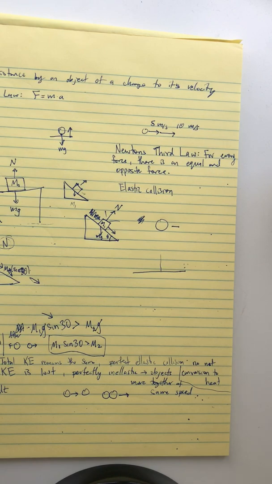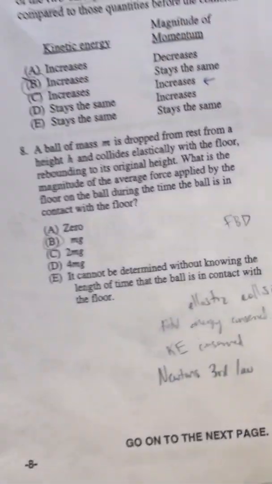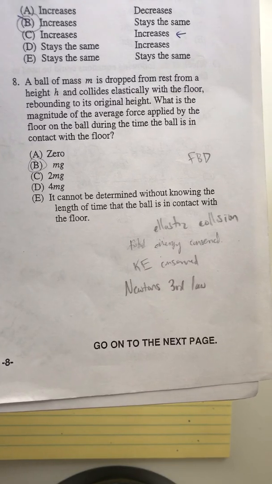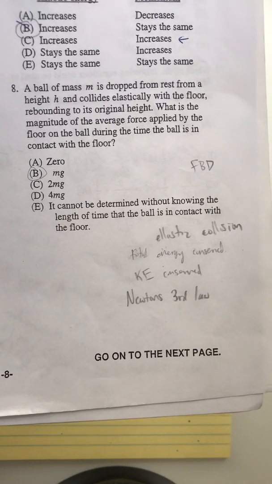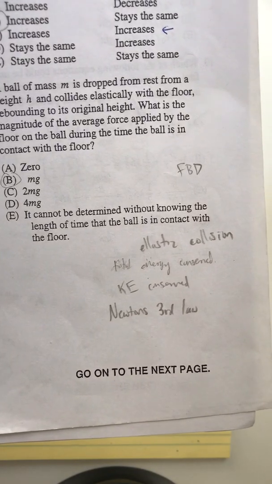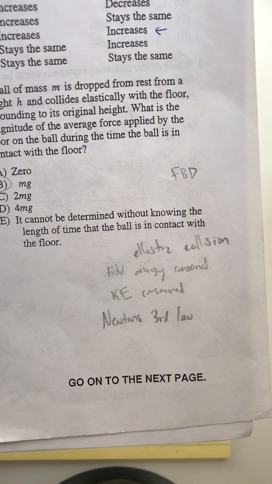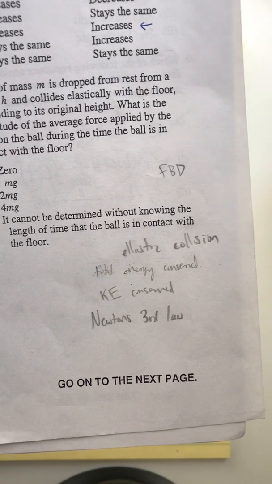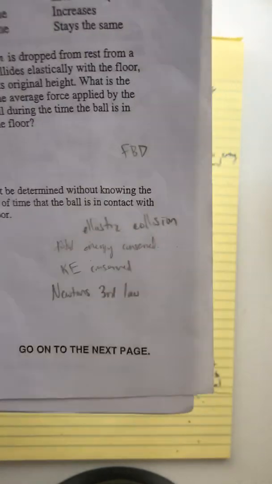Okay, so now we'll go on to the problem, and here I'll show it and then read it. The problem states that a ball of mass m is dropped from rest from a height h and collides elastically with the floor, rebounding to its original height. What is the magnitude of the average force applied by the floor on the ball during the time that the ball is in contact with the floor?